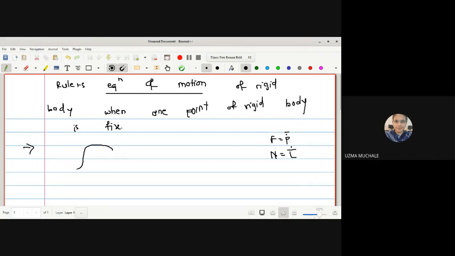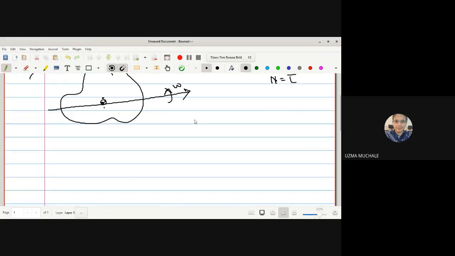Consider a rigid body. On the consideration that one point of the rigid body is fixed, there is only rotational motion. It cannot have a translational motion. Suppose it is moving with some angular velocity omega, this point is fixed. If it has angular velocity, then we can have a torque acting on this, so this torque will be generated.